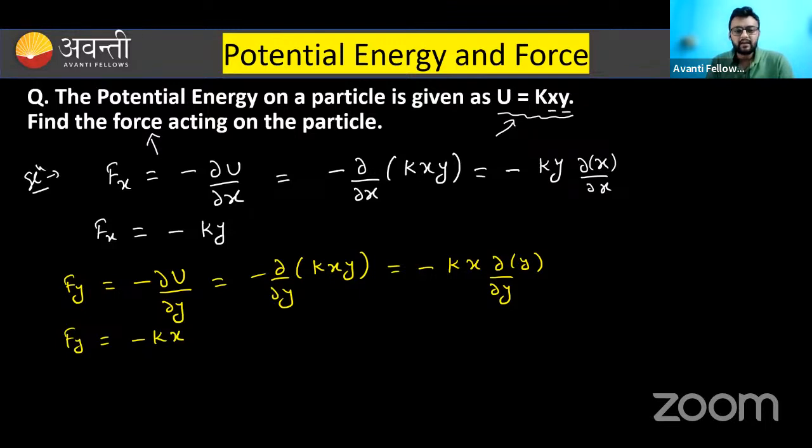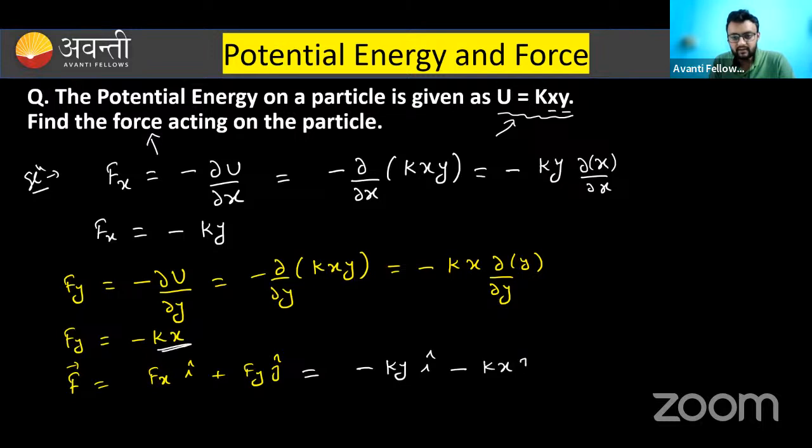We got these things. We got Fx, we got Fy. Now if you write force, what is this? Fx i cap plus Fy j cap. You can simply put these values. Fx i cap means Fx is what? Minus ky. This is Fx i cap. Fy is what? kx j cap. And this is your answer.